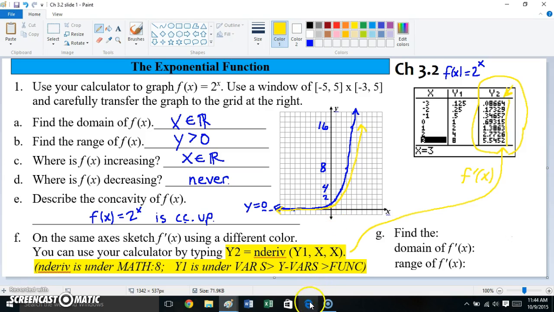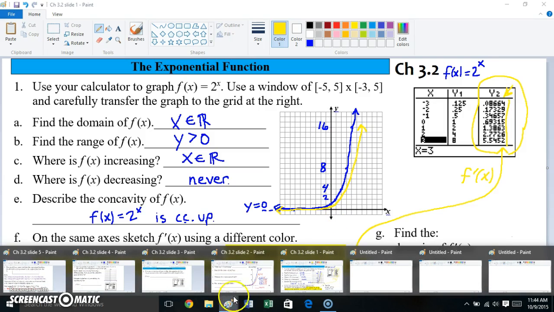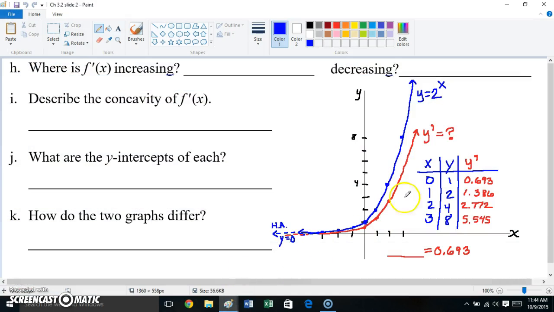What is the domain of the derivative graph? Here on this slide, I have it in red. The domain of the derivative graph, again, is all real numbers. And the range is still y greater than 0. That's for f prime of x. Again, this function is always increasing, so it's increasing on its domain. It is never decreasing. Its concavity is concave up.